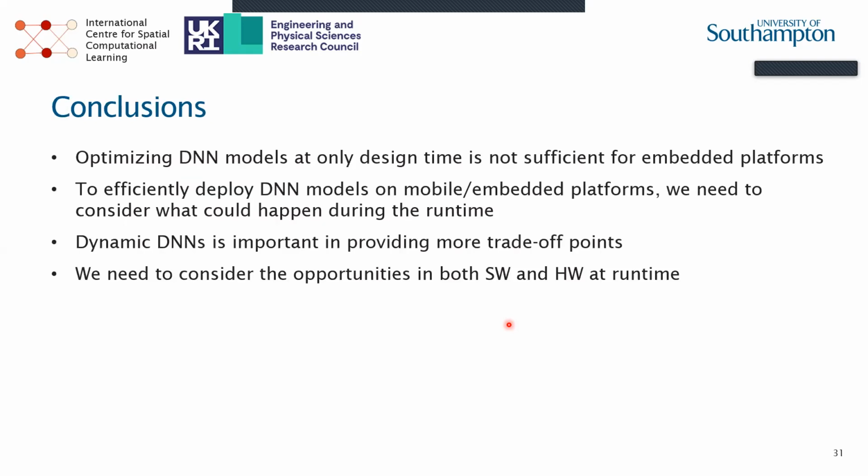To conclude our work, we think that optimizing a model at design time is not sufficient, because you need to make an assumption. If you say that you want a 50 millisecond model on a Pixel phone, you want to make sure that the frequency you choose is sustainable at runtime. In order to do that, we really need to use dynamic neural networks, so that when the resources are limited and not enough, we can switch to a smaller configuration.